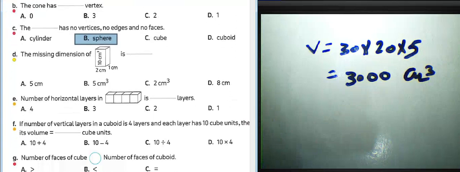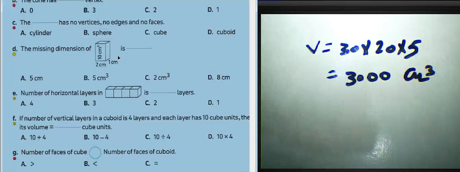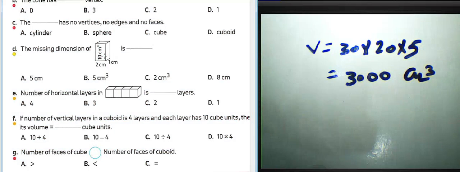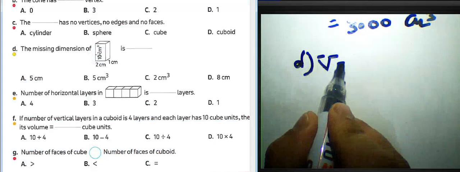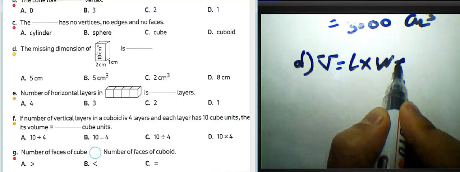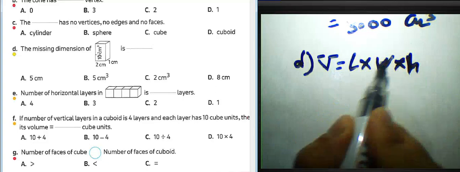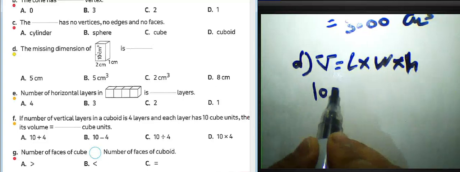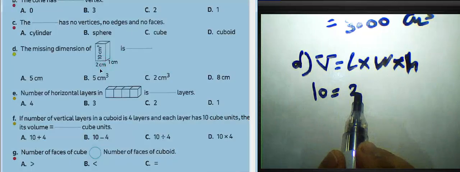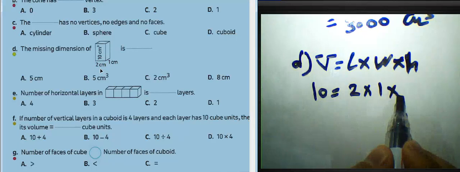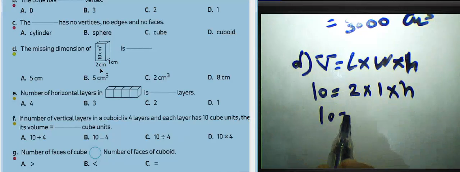Letter D. The missing dimension of the cuboid here. Look with me, it was 10 cubic centimeters of volume. He gives us the volume for letter D. The volume equals length times width times height. We know it's the rule for volume. The volume was 10 cubic centimeters and length was 2 centimeters, and width 1, and height we don't know.